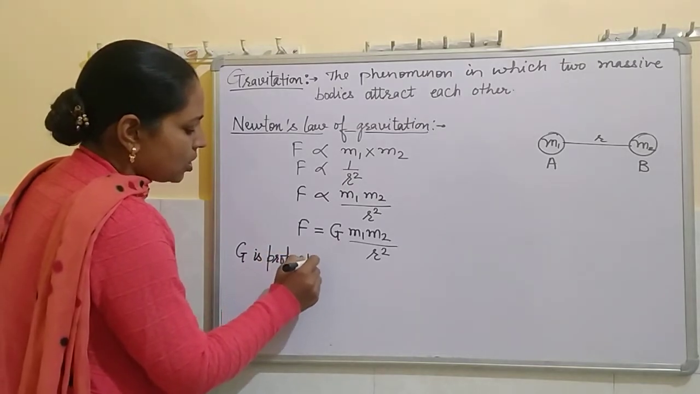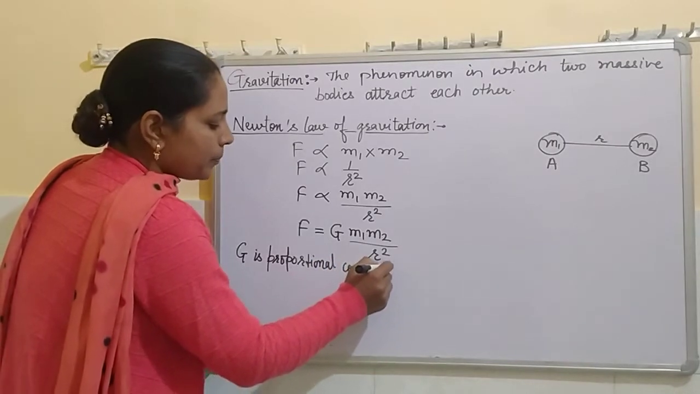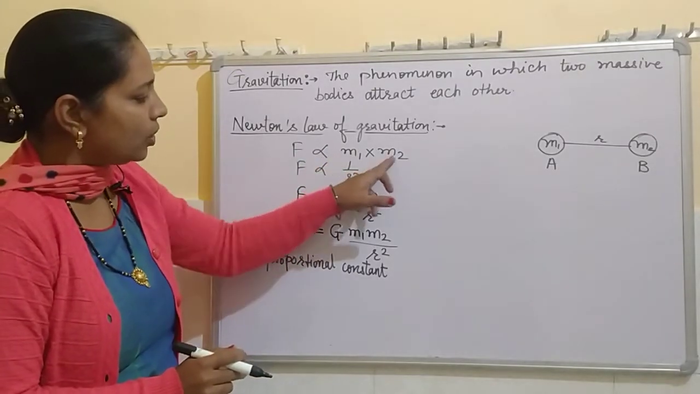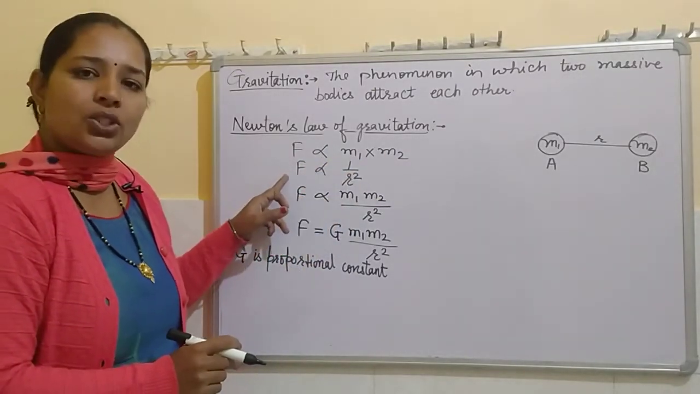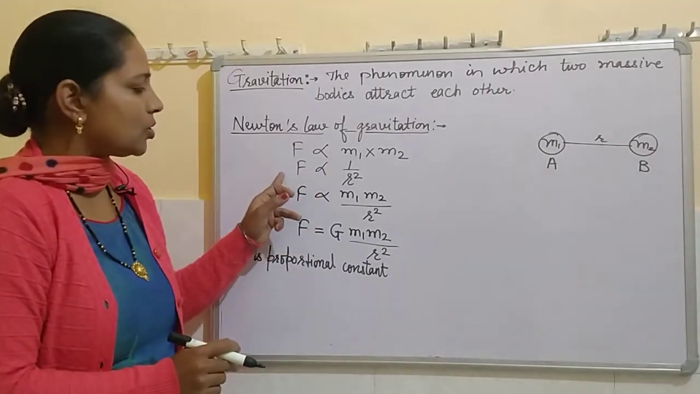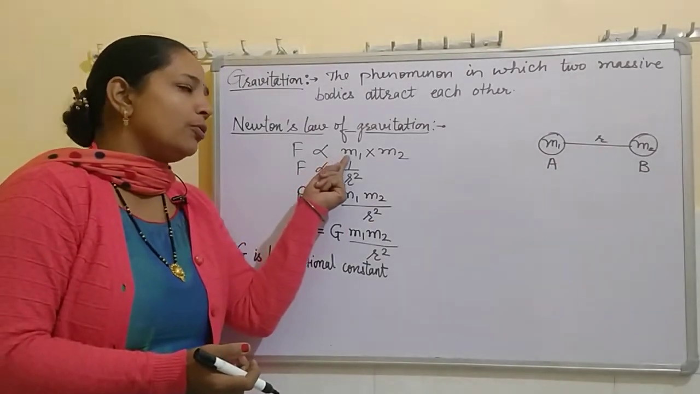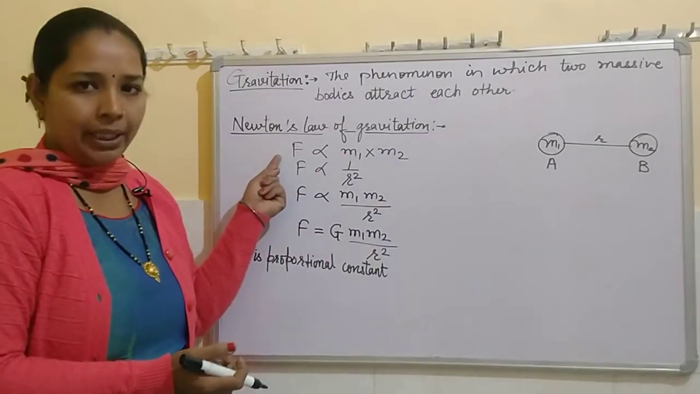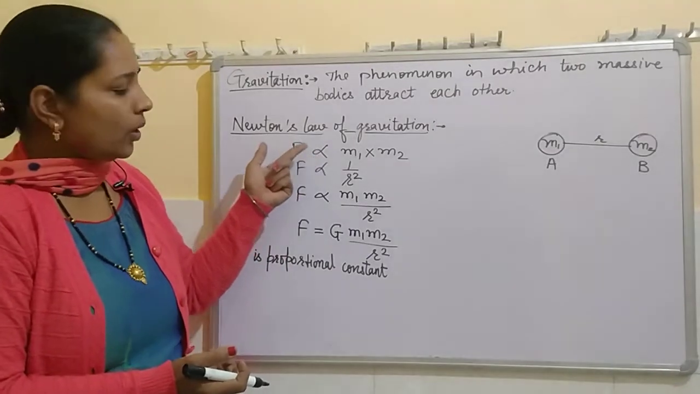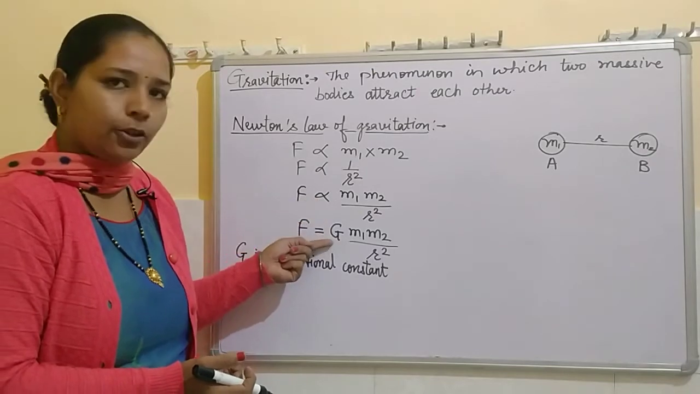Proportionality sign only tells that the value of force depends upon these three factors. If we change any one of these three, the force will change, but it doesn't tell by how much this changes. For example, if I increase the mass of the first body, the force will increase, but by what factor is not given. For the equality sign, we replace the proportionality by a constant.